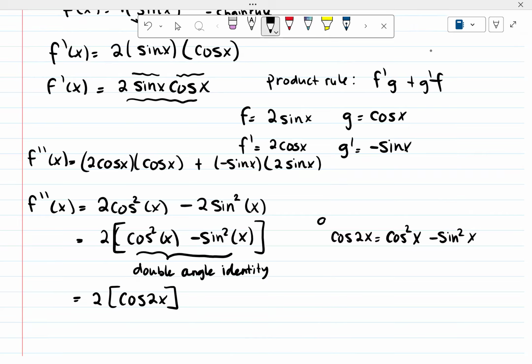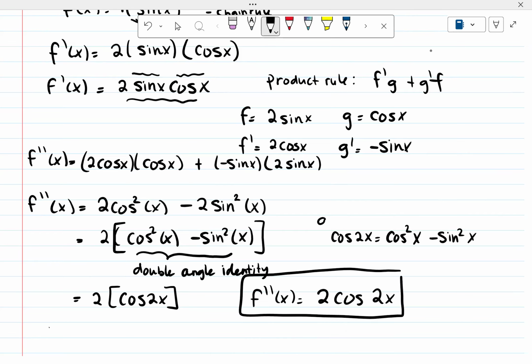So your final answer, you'd say f double prime of x is 2 cosine of 2x. Do not multiply the 2 and the 2, so just leave it as it is. And that's your final answer. So it's pretty cool. If you know your identities, it comes out really nice.